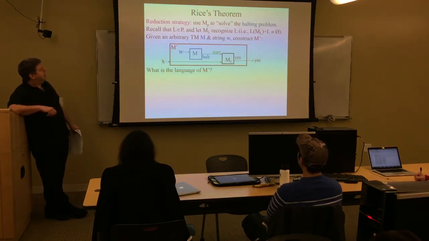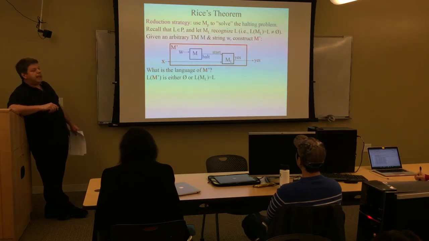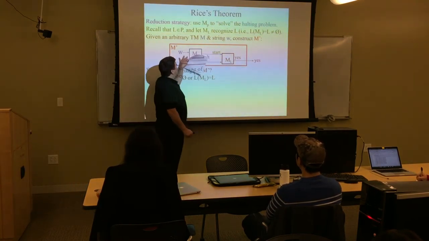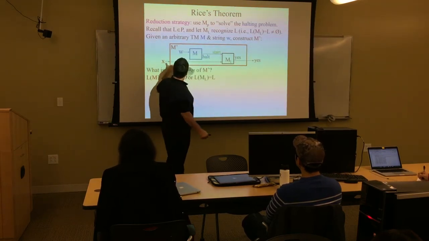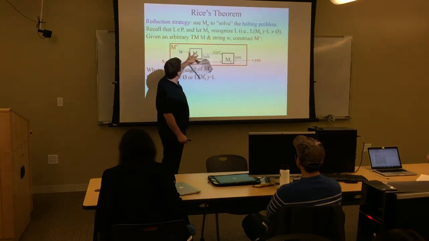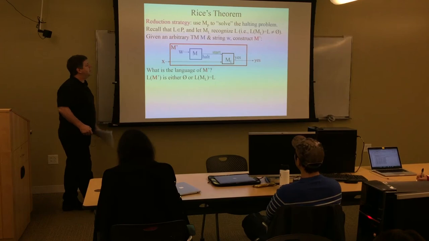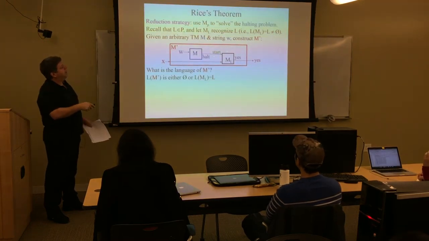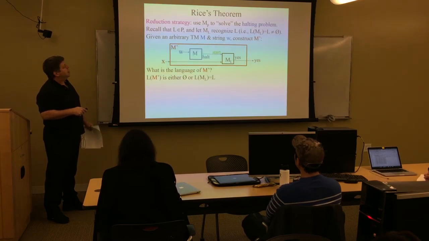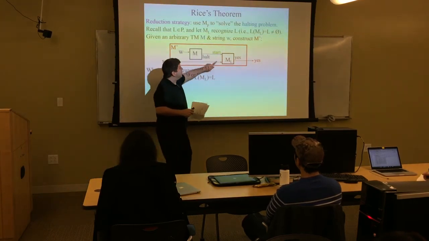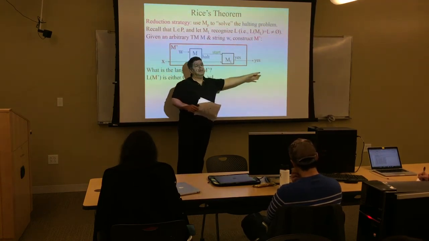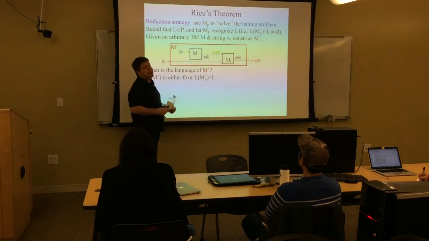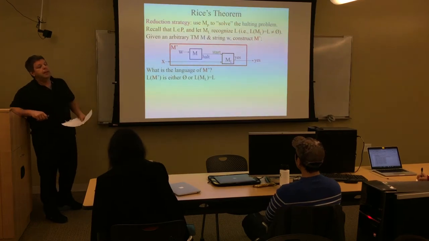Okay, so now think about what the language of this M prime is. The language of M prime is either the empty language or whatever the language of M sub L is. If M doesn't halt on W, this simulation will never halt, this start button will never be pressed, and nothing will be accepted here, because this won't even run. The simulation here will run forever, and M prime will run forever. So if M doesn't halt on W, the language of M prime is empty. How many see that? Because nothing will get fired up here. The start button won't even be pressed internally. If M halts on W, on the other hand, right here, this will fire up, and then the language of M prime will be the same as the language of M sub L, because now it's just simulating M sub L on whatever input. And so the language of M sub L is just L. So the language of M prime will either be L or empty.